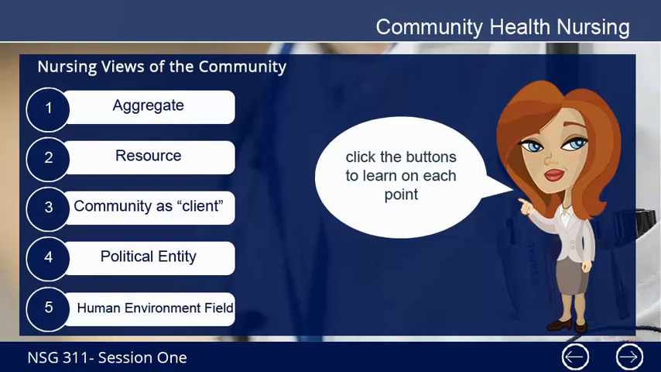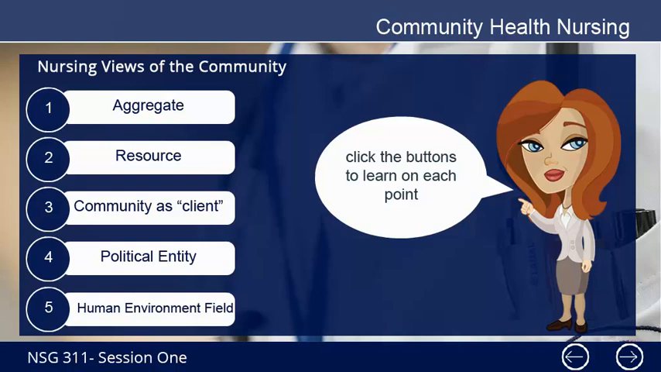3. Community as client. Here, the community is seen as a whole entity in respect to health promotion, prevention of disease, sanitation, epidemics, and immunization programs. 4. Political entity. The community's voice for influencing healthcare service delivery, policies, and legislation which would influence positive change.